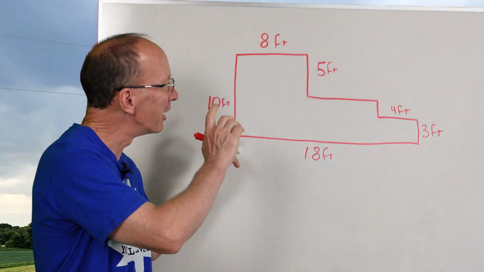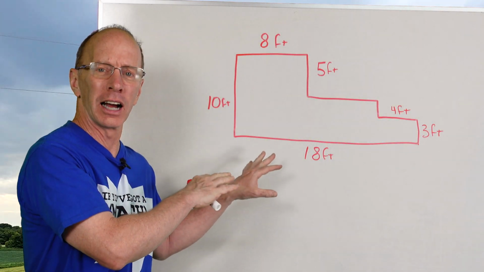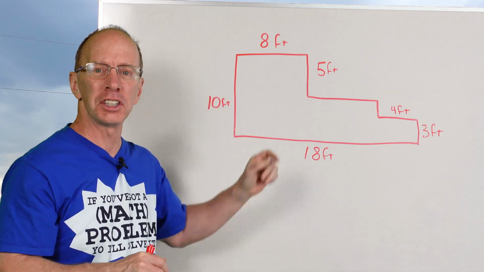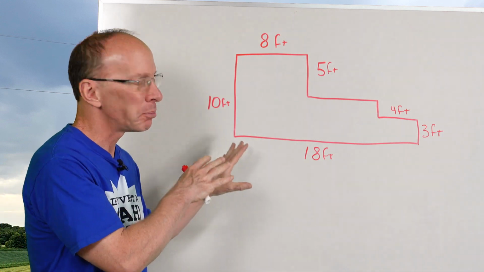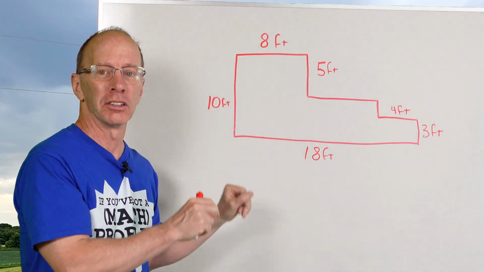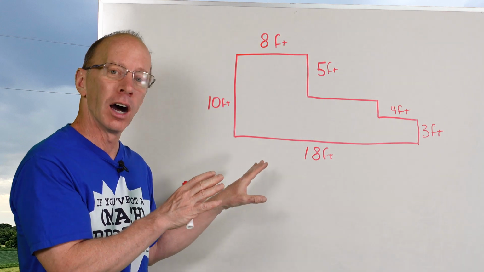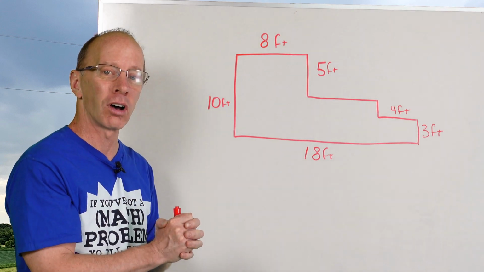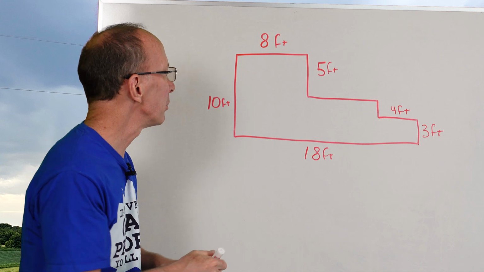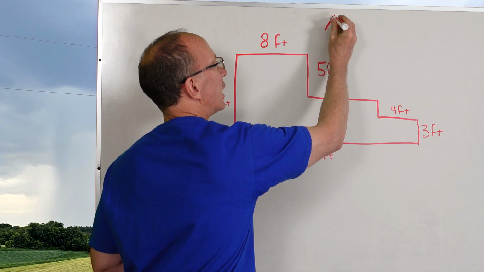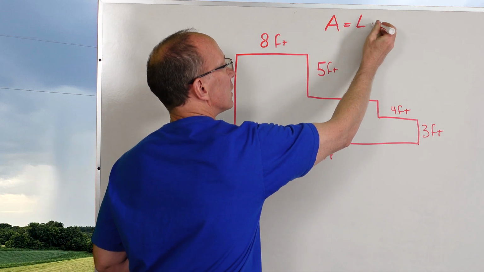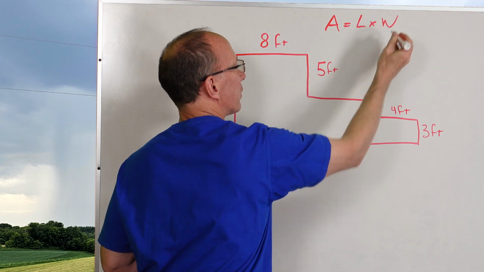Today on this show, what I want you to figure out is the area of this shape right here. If you need to pause the video and try to work on this yourself, then when you're ready to solve it, hit the play button. Remember, the formula is area equals length times width.